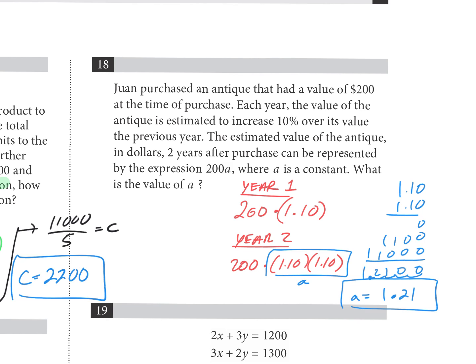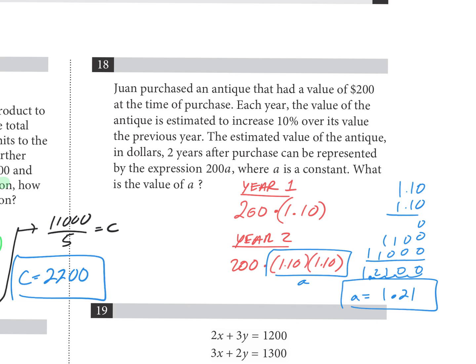A 10% increase is taking the value, which is 200, times 1.1, or times 1 plus 0.1. That's what I did here. The first year is going to be 200 times 1.1. The second year is going to be 200 times 1.1, and then times 1.1 again. So that A value ends up just being 1.1 times 1.1.